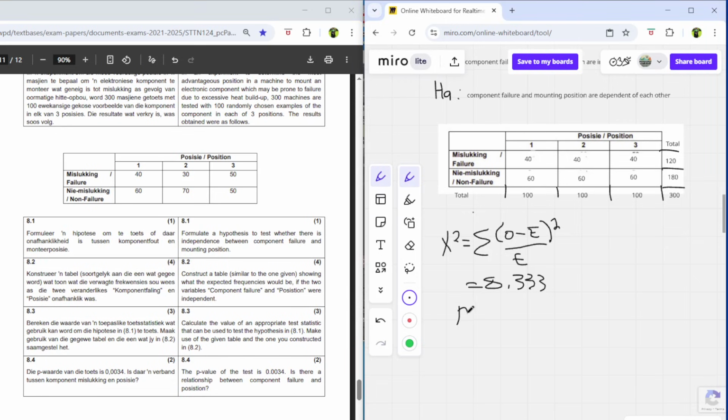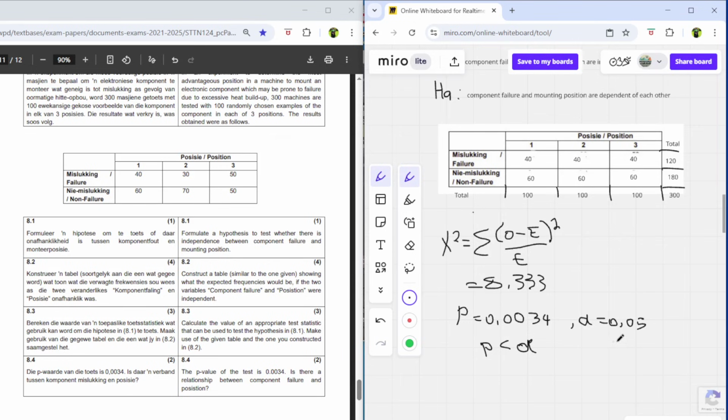So the p-value is equal to 0.0034. Alpha we assume to be 0.05. Now if this is the case, then the p-value is less than alpha. The p-value is less than alpha.